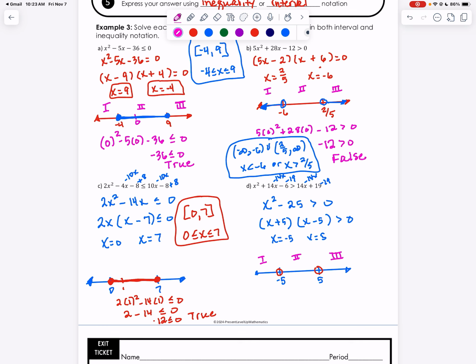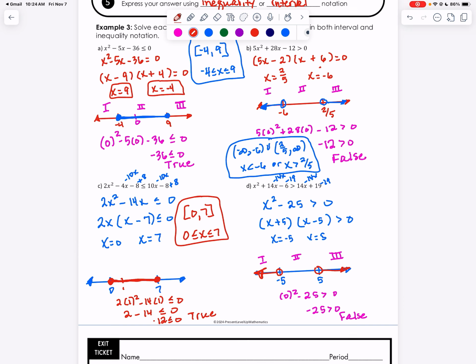So I'm going to test a number that's in between negative 5 and 5. So I'm going to test 0. So 0 squared minus 25 is greater than 0. So negative 25, is that greater than 0? Well, that's false. So whenever you get false, that means your solutions are in region 1 and region 3.